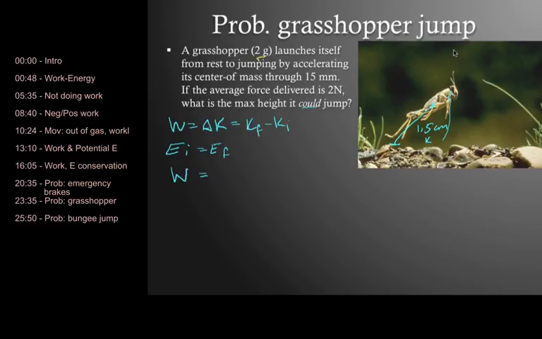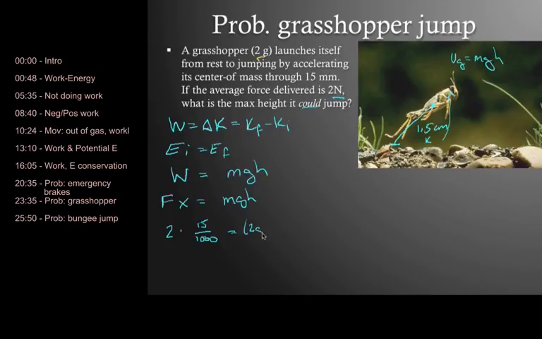Then he's going to travel up, use up all that kinetic energy and get to some height. So that height is going to be this mgh that we're going to look for. So really the work that's being done is all going to go into this mgh. So the work that's done is F times x. So what is that force? Force is 2 newtons. So then 2 times 15 millimeters is going to be equal to mgh.